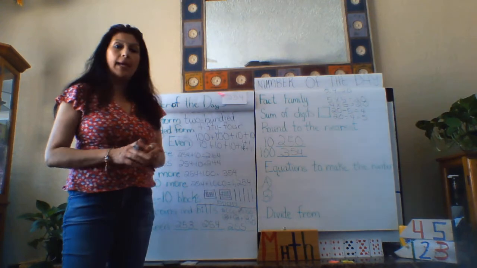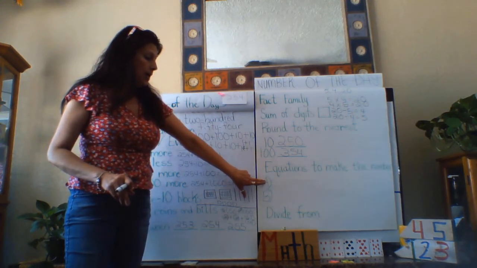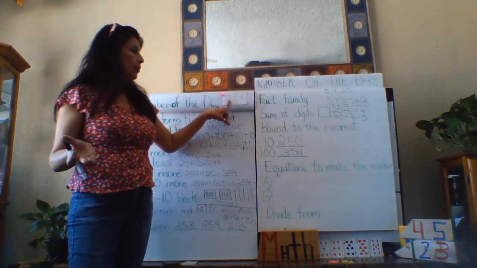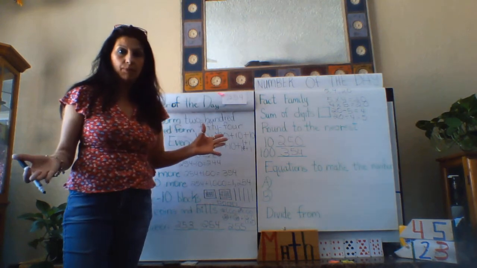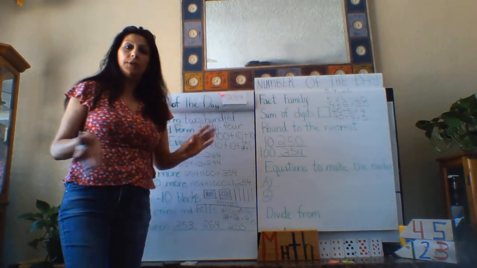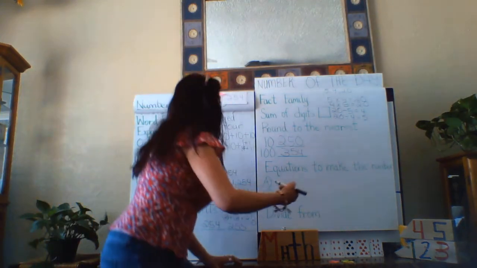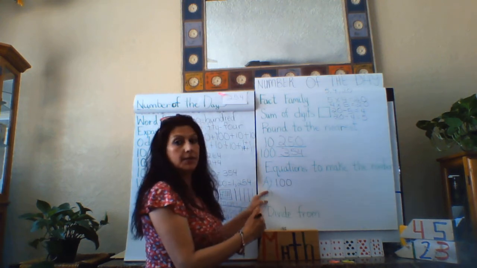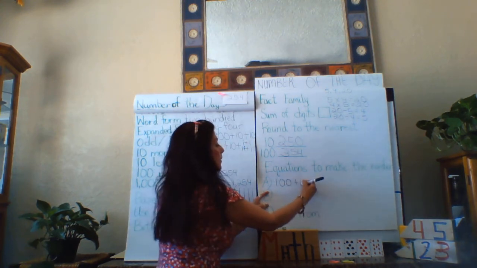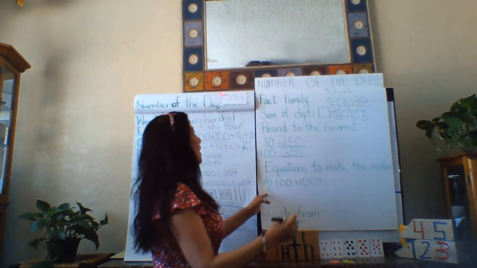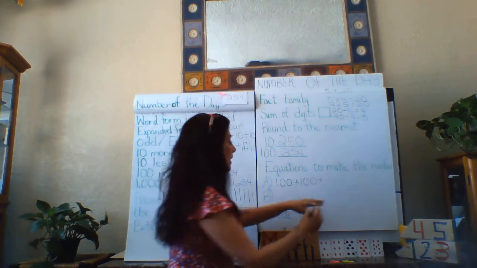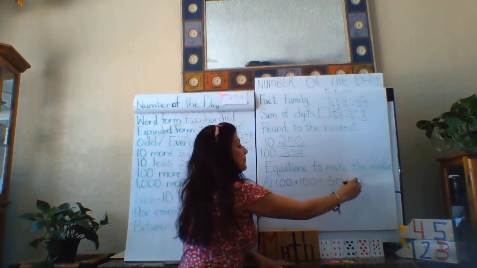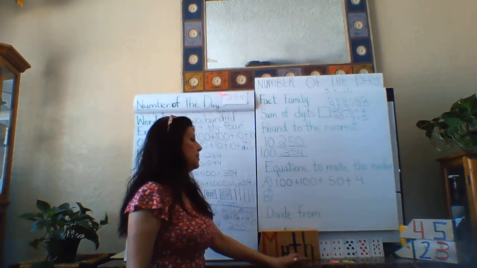All right, equations to make the number. So we're going to go ahead and come up with two equations, trying to find the number 254. And we'll just do something nice and simple. We'll start off with 200. So we'll break the 200 into hundreds place. So we're going to go ahead and say 100 plus 100. And we'll break the 54 to 50 and 4 ones. Okay, that's one equation. Let's go ahead and create another one.